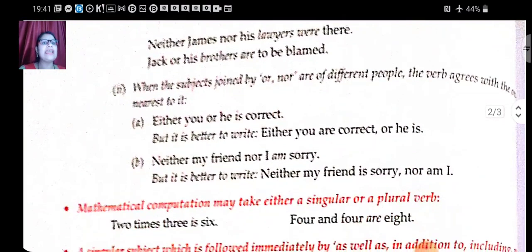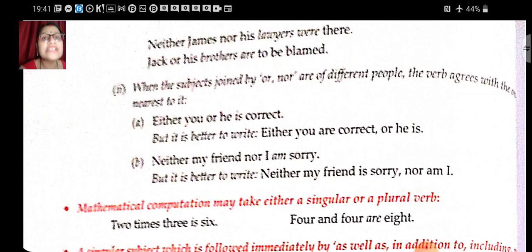Hope all of you are already having your books in front of you, because my pages are a bit blurred. I'll just read it out. You can check in your books also. Neither James nor his lawyer were there. Neither James nor his lawyers were there. Jack or his brothers are to be blamed.